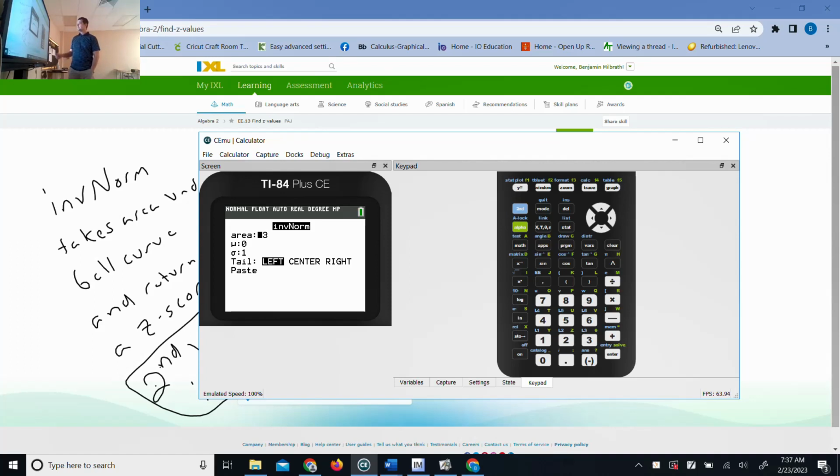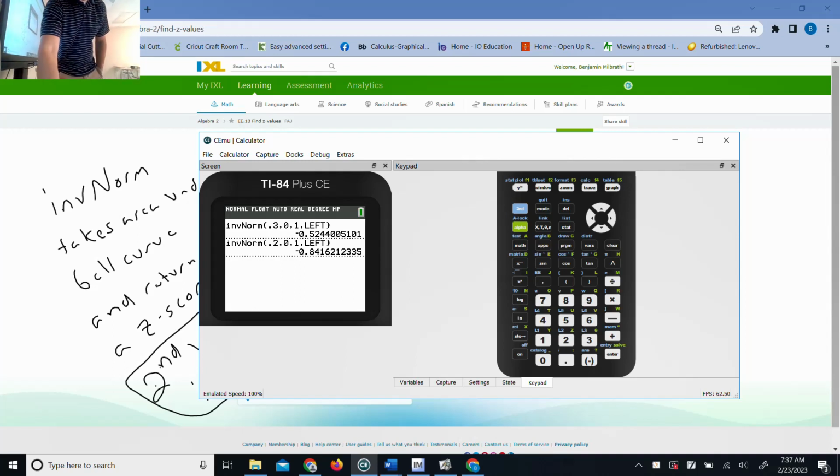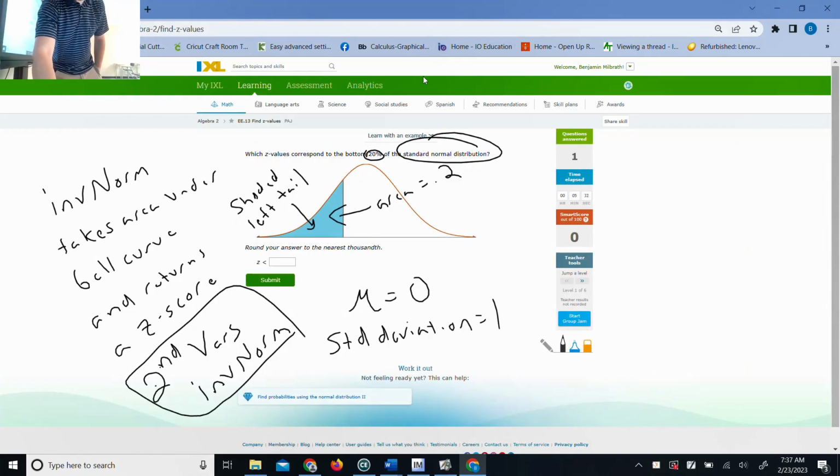So the area on this particular example was 0.2. Mean is 0. That little guy right there is the symbol for standard deviation. And it was a left tail. So I'm going to go to paste, enter. There's my answer. They want this on IXL to the thousandth, so negative 0.842. Yeah, they want the thousandths. Negative 0.842. And then I hit the old submit button.